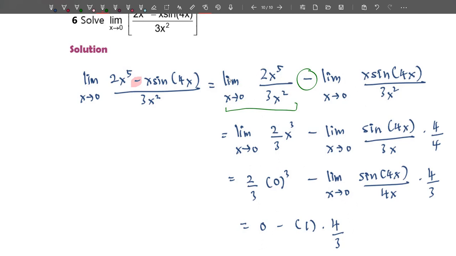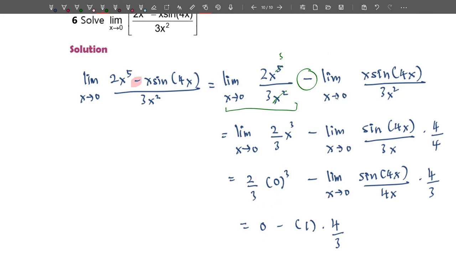Okay, so let me solve this term first. So this one can be simplified. Okay, x squared here, x to the power of 5 over x squared is x to the power of 3. And here we have 2 over 3 x cubed. Okay, substitute the value of x equal to 0. So 2 over 3 times 0 to the power of 3, it is equal to 0.